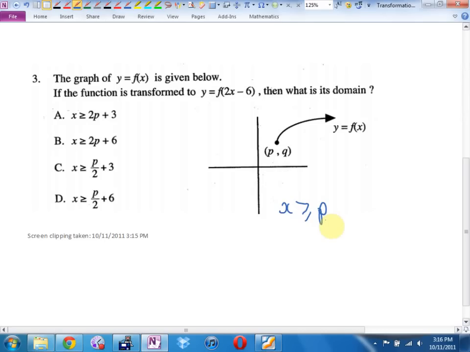Now, let's walk through the transformations. Anything horizontal will affect the domain. Anything vertical, I'm not even going to care about, because how can that possibly affect the domain? First of all, alarm bell. I don't like the way this is written. This should be written as, it should be that. Yes? What's that mean? Horizontal or vertical? Okay, I better take care of it then, because it could affect the domain.